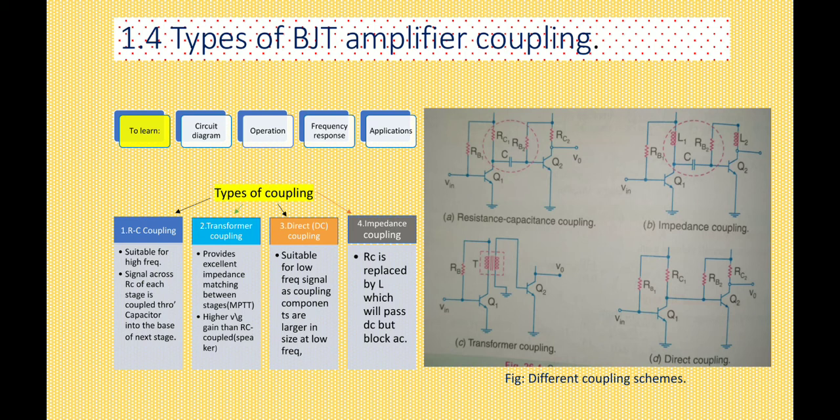Impedance coupling: RC is replaced by inductor L, which will pass DC but block AC. In the adjacent figure we see the different coupling schemes: RC coupling, transformer coupling, impedance coupling, and direct coupling.